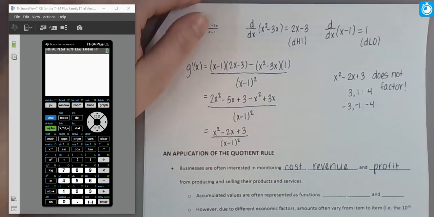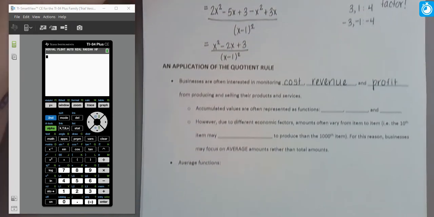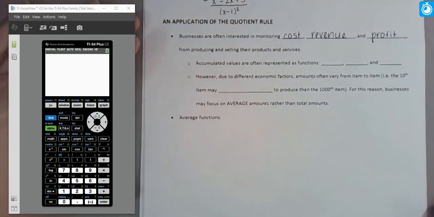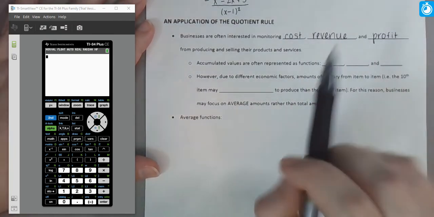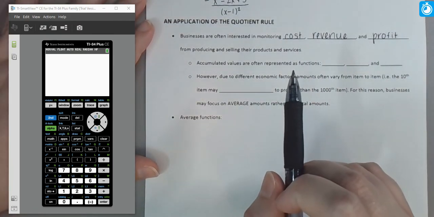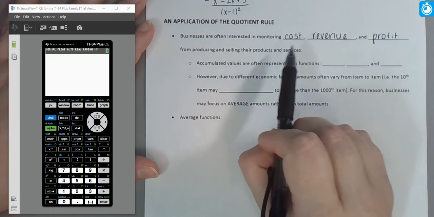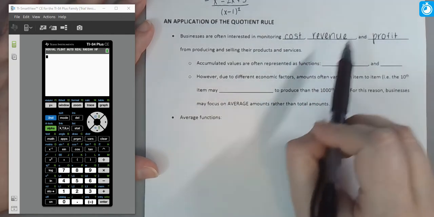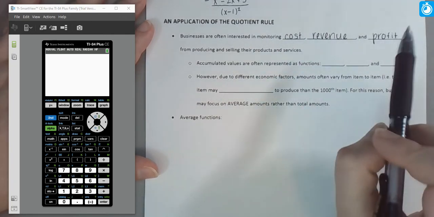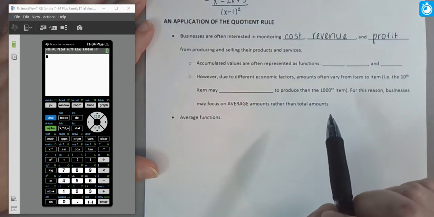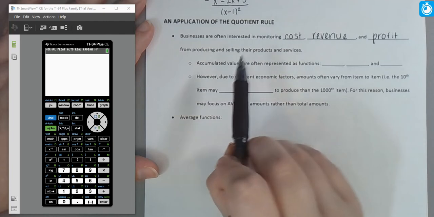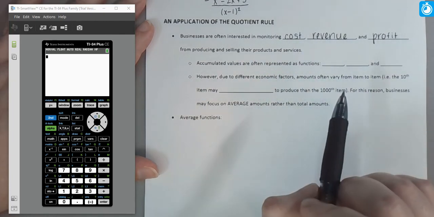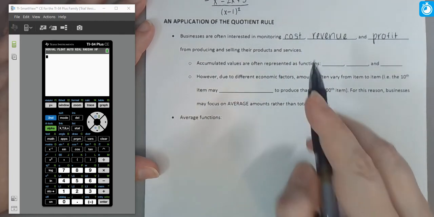Okay, now there's two ways of thinking about these three quantities. We can think in terms of accumulated values. In other words, imagine a single day of running your business. You accumulate costs for the day. Hopefully you accumulated some revenue for the day, which means you have an overall profit for the day. So accumulated values, total cost, total revenue, total profit, are often represented as functions.